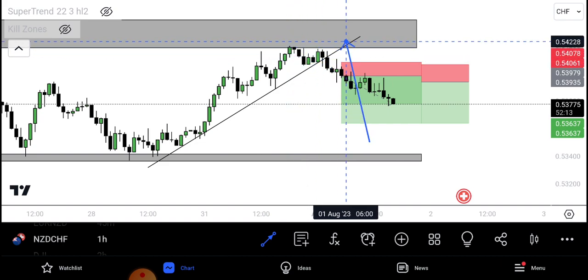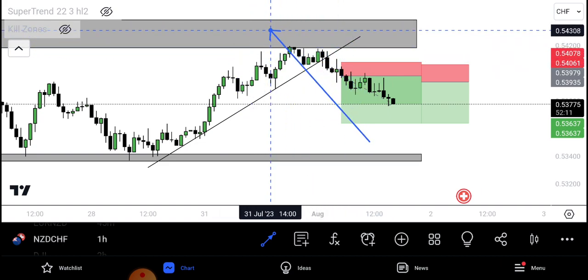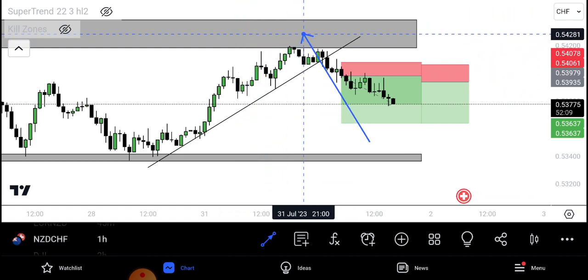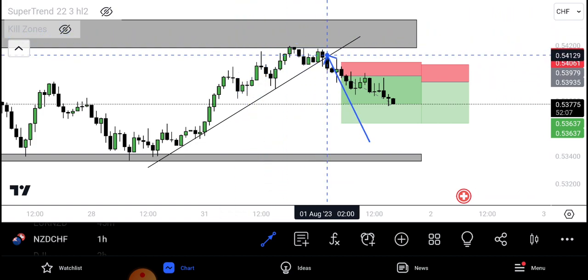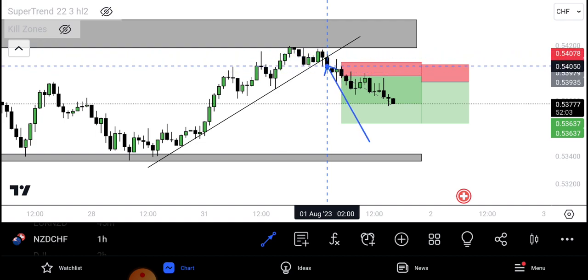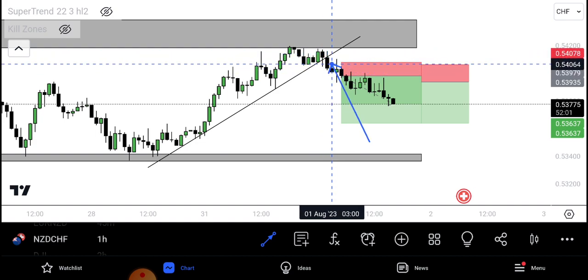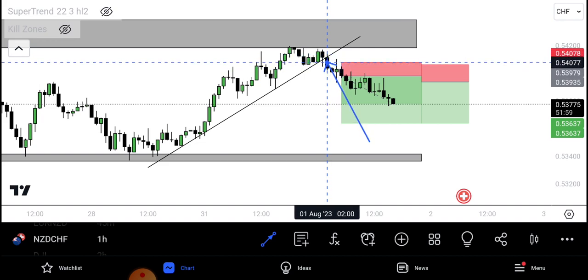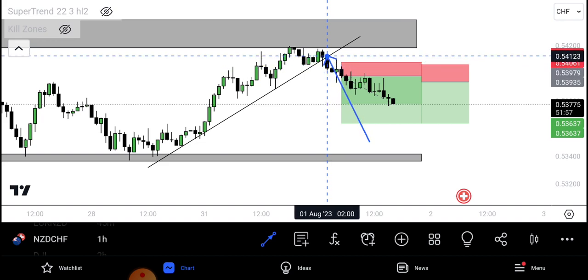Why? Because we got to this resistance that has turned support, right? So in the morning I woke up, right, and I noticed that price had broken below this trend line. So I just simply started waiting for the London session open to trade the market.